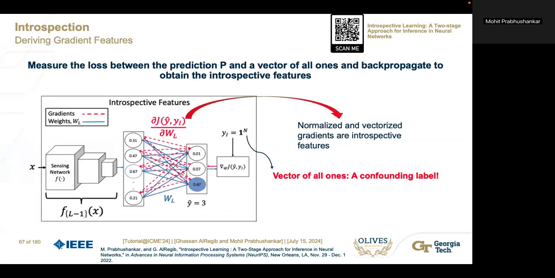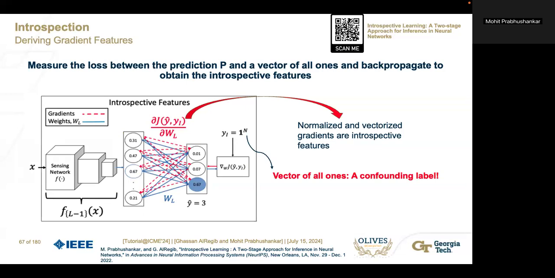The methodology of obtaining these gradient features is very straightforward. Again, we're only looking at the final fully connected layer. This is similar to when we use GradCam. It really doesn't matter what kind of architecture there is. You just have the outputs. You can backpropagate. Everything has a final layer.